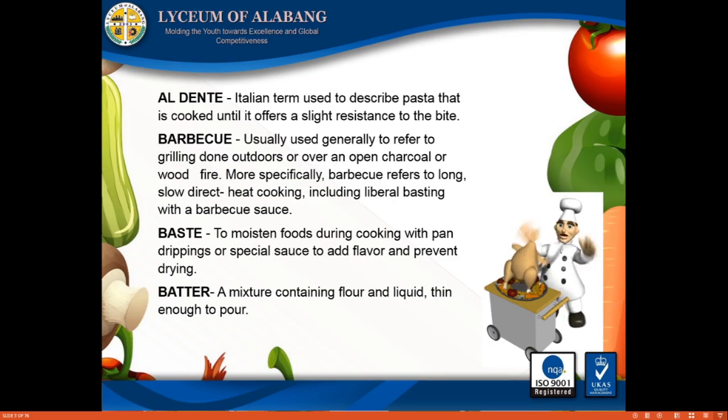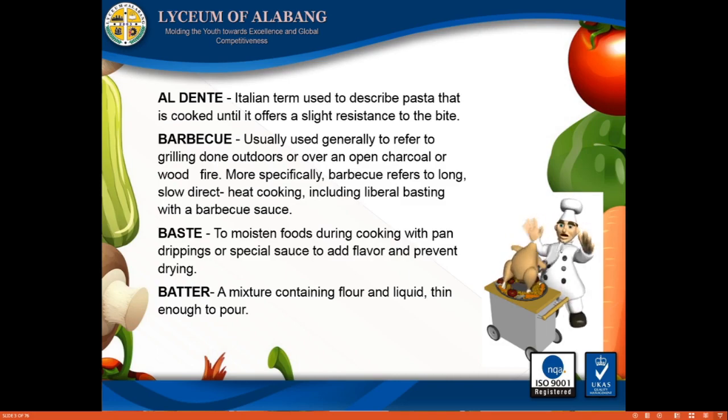Okay, let's start. Number 1, al dente. Italian term used to describe pasta that is cooked until it offers a slight resistance to bite. In other words, when you say al dente, it describes in terms to pasta or rice that is cooked to be firm to bite.